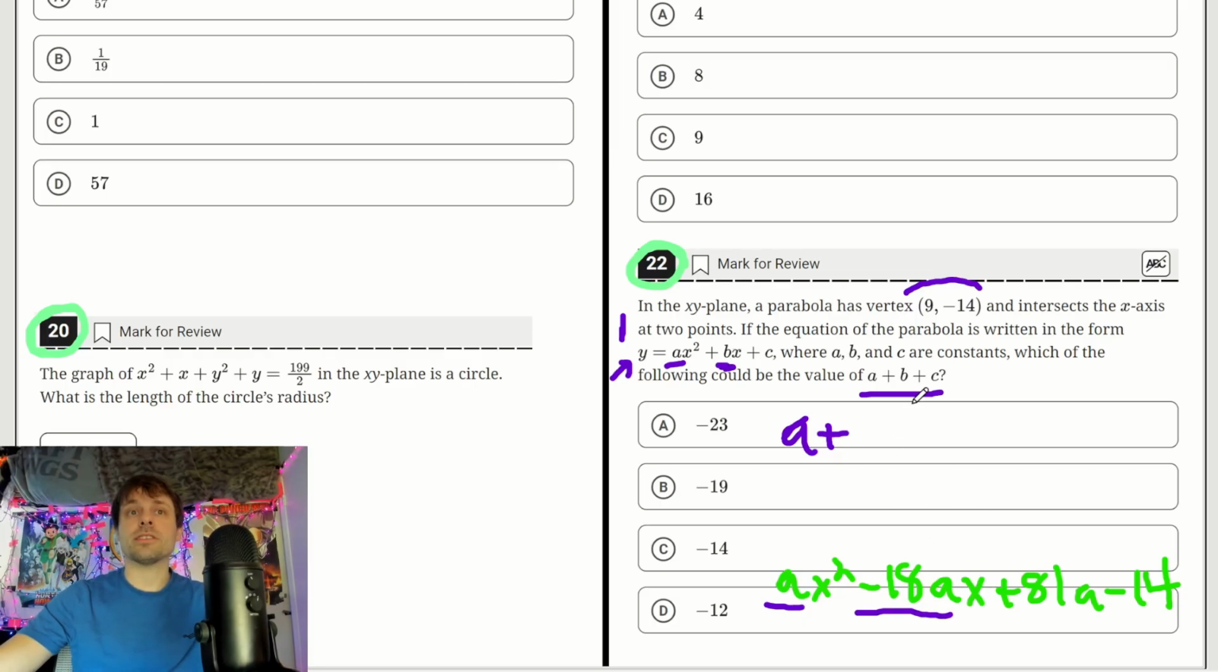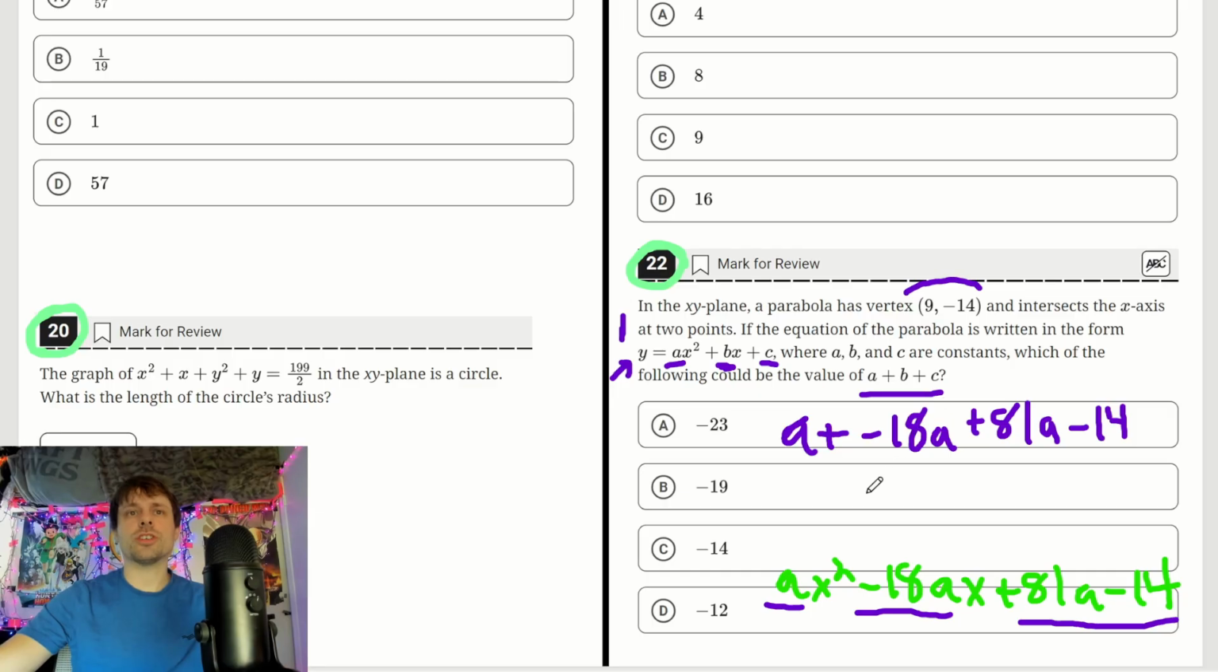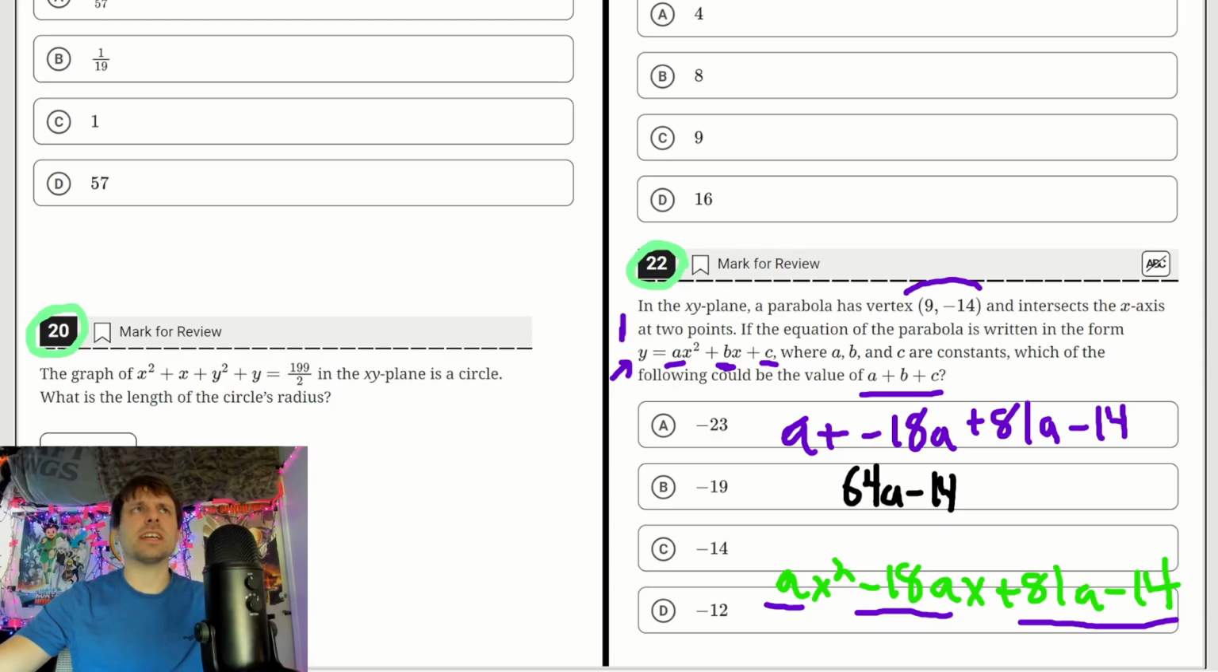Well, I'd rather keep my letters the same. So I can replace that B with plus a negative 18A. And then finally, my constant, my C, is just going to be my constant in this equation. That's going to be plus 81A minus 14. If I combine all my like terms, we should get 64A minus 14. So that's my new sum, much nicer.